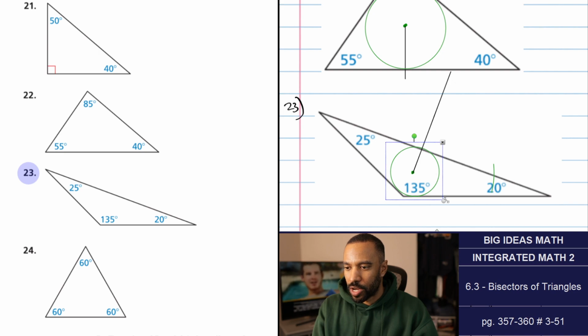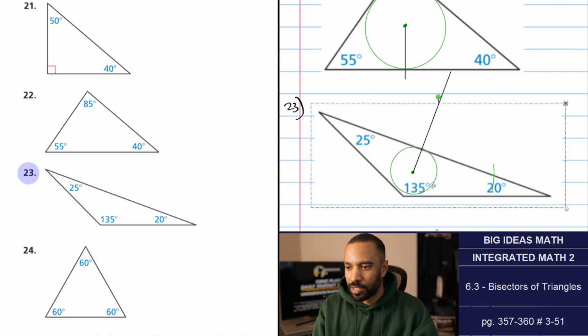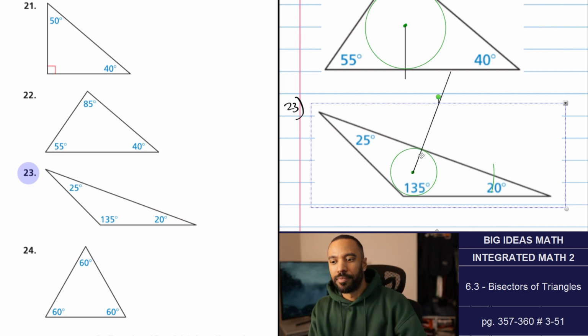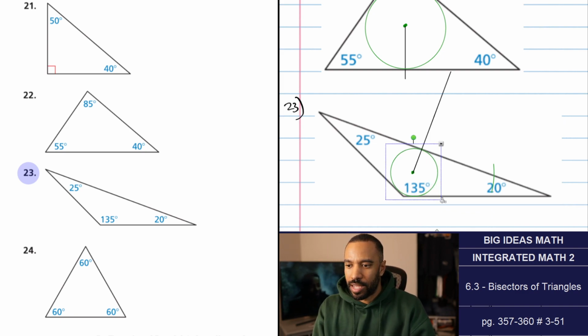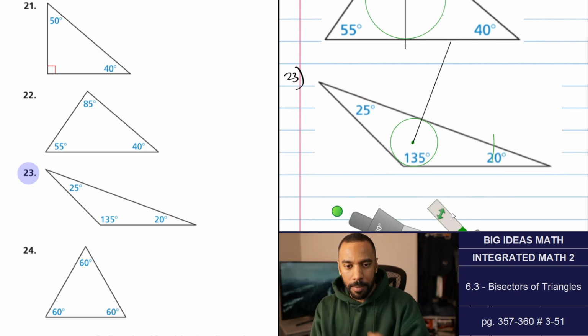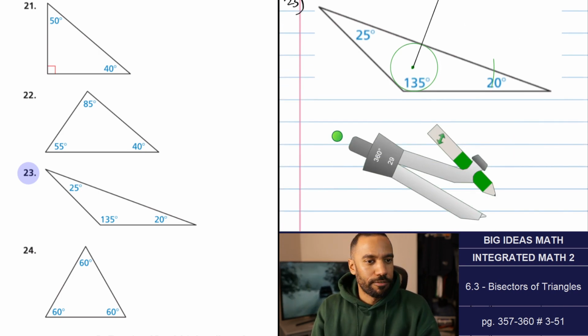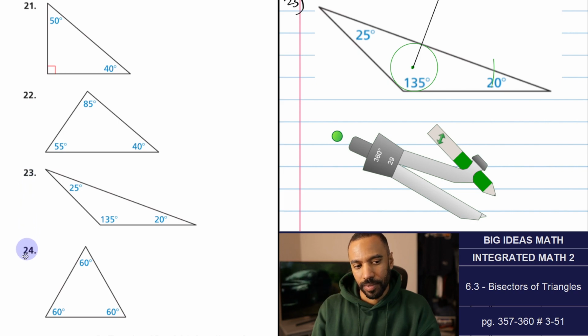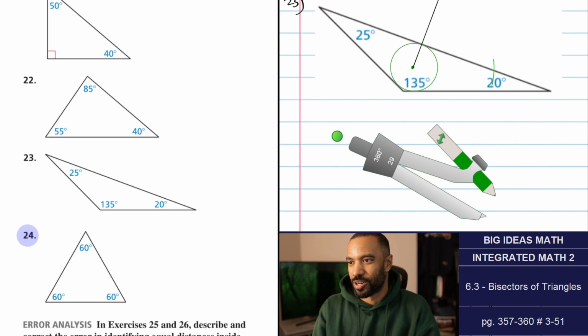Yeah, only so much I'm limited with my software for sure, guys. All right, so that is number 23. That's the idea, right? Okay. All right, let's go to number 24, last one of this set. And I really hope there's no more compass construction after this.